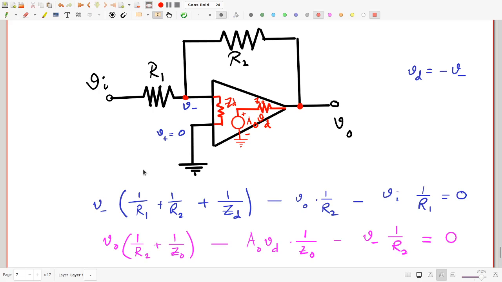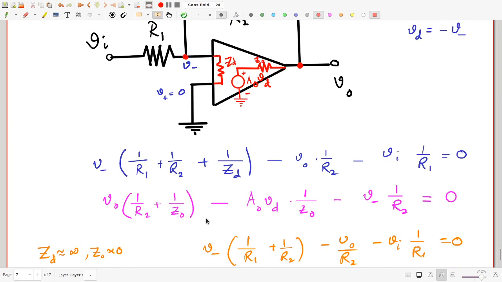Remember, A0 is huge, but in order to see its effect, what we need to do is assume that it's finite, which is of course true, but it's very close to being infinite. And we will ignore the other two parameters for the time being by setting Zd to its ideal value, which is infinity, and setting Zo, the output impedance, again to its ideal value, that is 0. Now, of course, if you try putting Zd equals infinity, this equation simplifies immediately. You get V minus into 1 by R1 plus 1 by R2. This term gets dropped. The other two terms stay as they were.